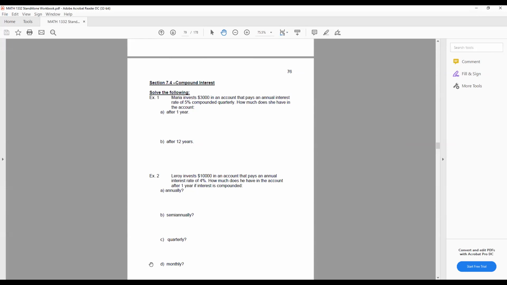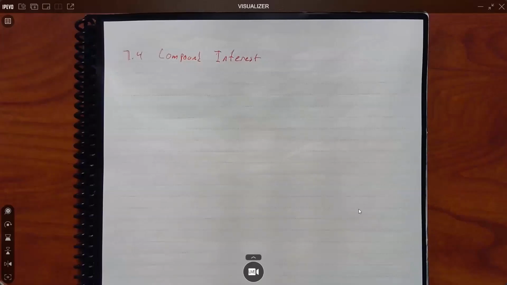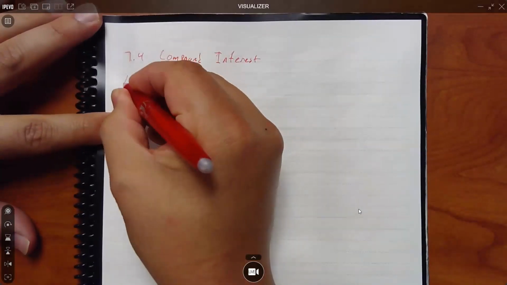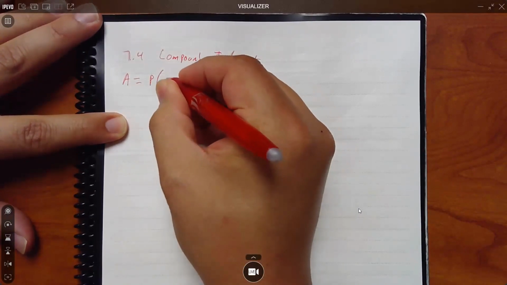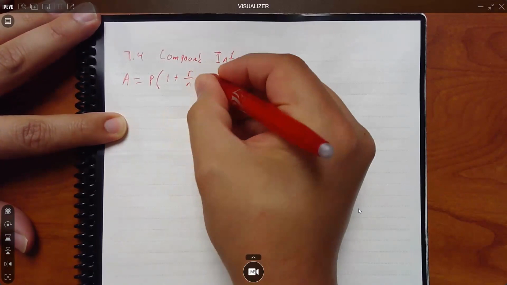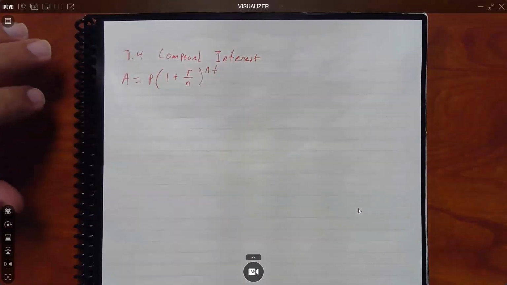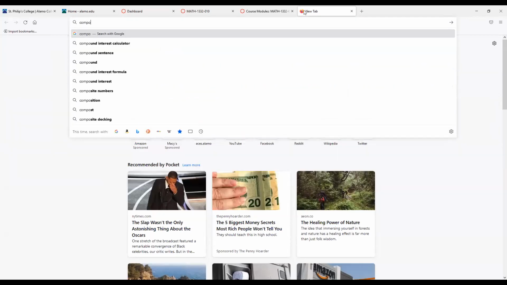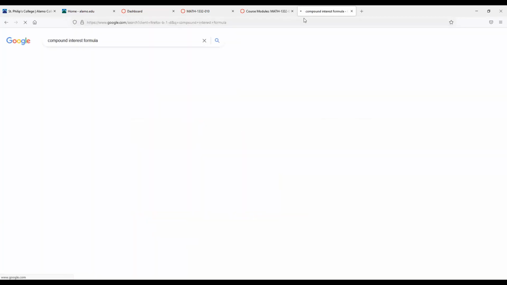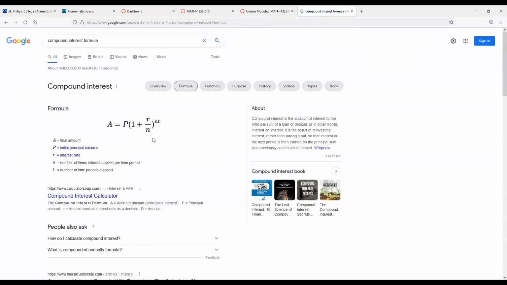All right. Let's write the formula down. So for compound interest, the future amount A is equal to P times 1 plus R over N to the NT. Let me double check the formula before I get paranoid. Yeah, there it is. 1 plus R over N to the NT. We defined last time what all that meant. I'm gonna write it one more time, just in case.